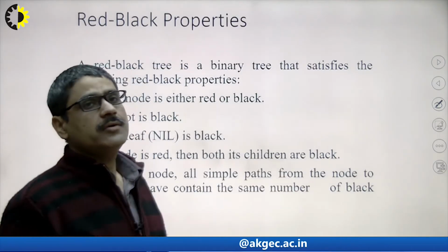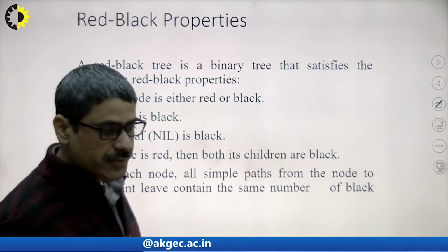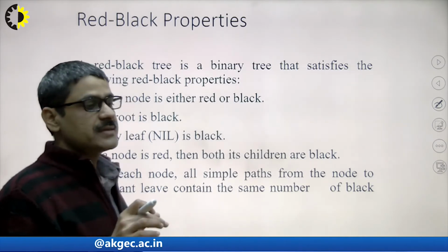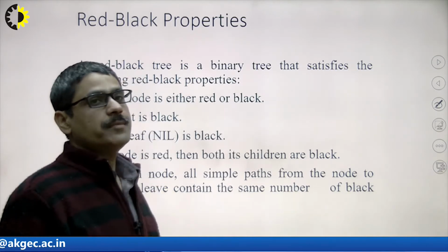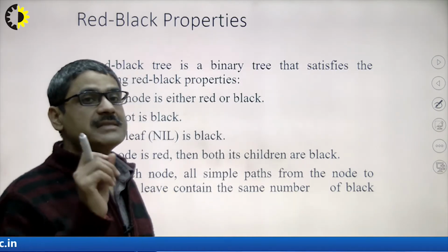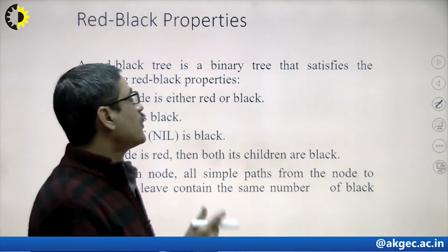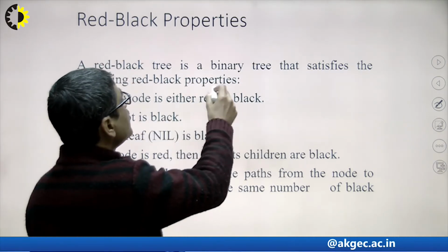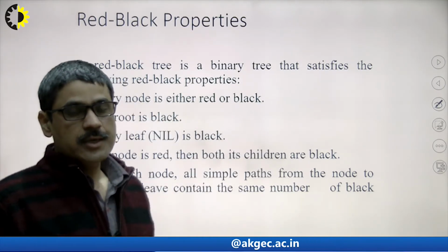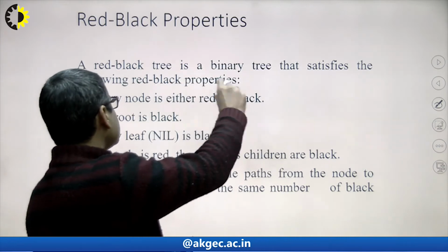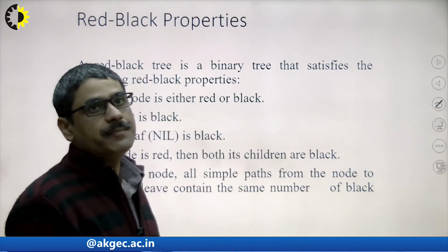I have said that if you put the color combination in a red black tree, you definitely get some fixed things in that tree, and those fixed things are defined by the red black properties. Every tree must have these properties, then only you can say that it is a red black tree. A red black tree is basically a binary search tree that satisfies the following red black properties. Any tree having these properties is called a red black tree.